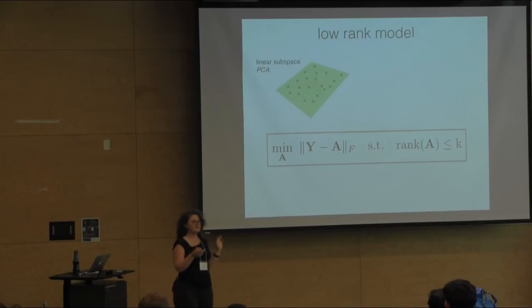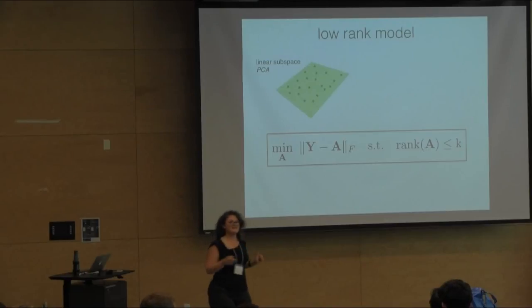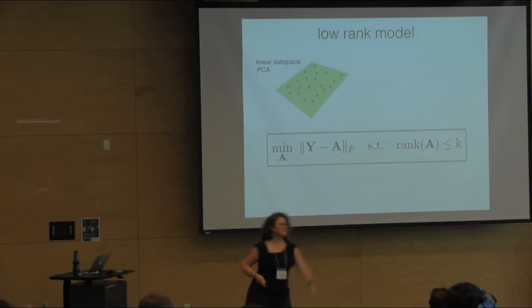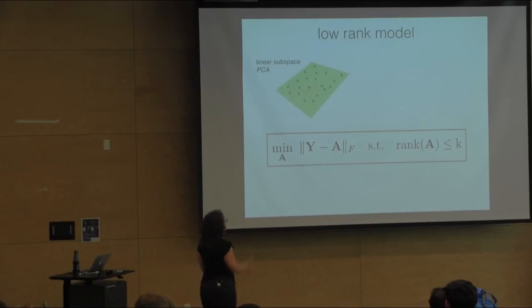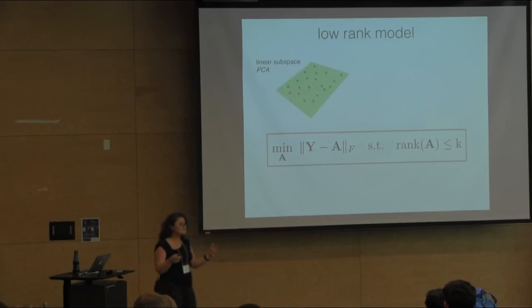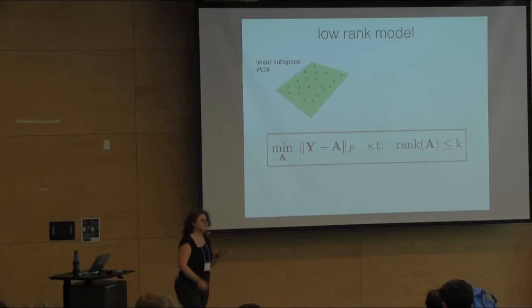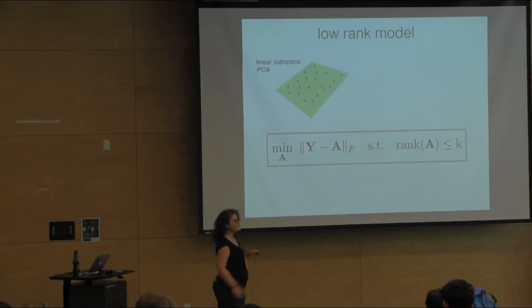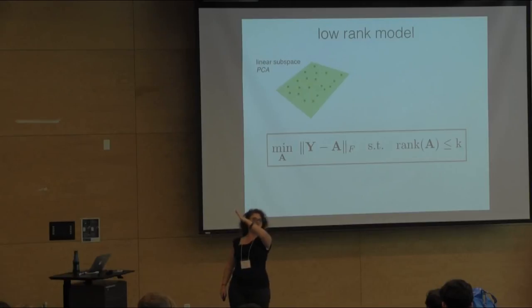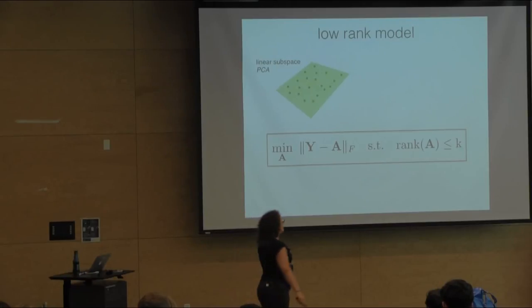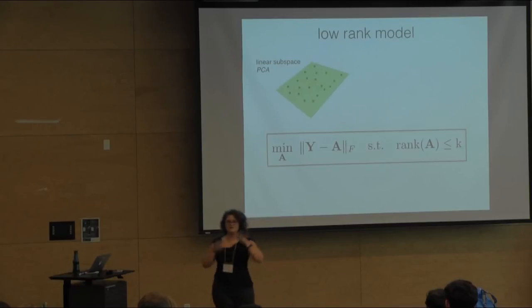So who knows what the rank of a matrix is? Or does someone want to tell me? Perfect. This tells us the dimension of the subspace that we're fitting to the data. So if my rank is 2, then I'm fitting a 2-dimensional plane. In higher dimensions, things get harder to visualize, but it's the same idea.